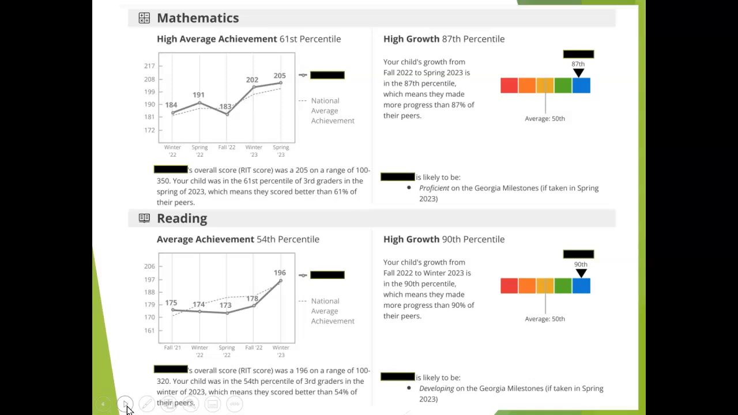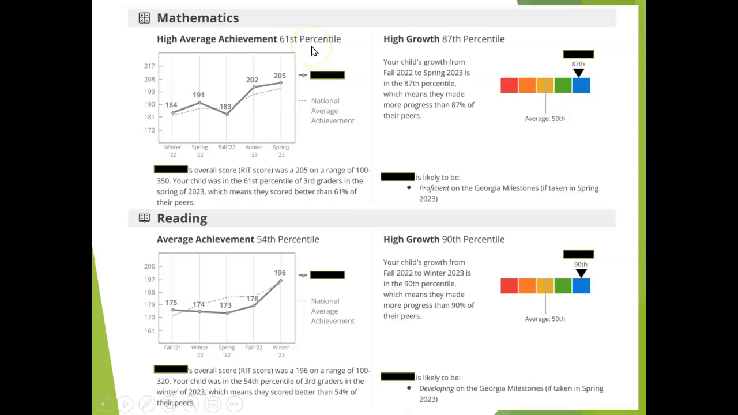Now let's look at the data. So you will see that there are sections for both math and for reading. Achievement data is always listed on the left, and the growth data will be listed on the right. When you're looking at achievement, you will see that the RIT scores, or the overall scores, are listed on the line graph. The graph should also show your child's RIT scores from past MAP assessments so that you can see their progress over time. The dotted line actually shows the national average achievement, and we typically want to see that the RIT scores are at or above that line.